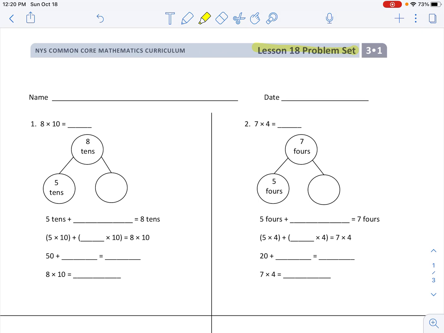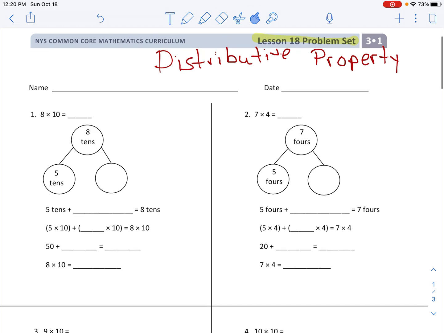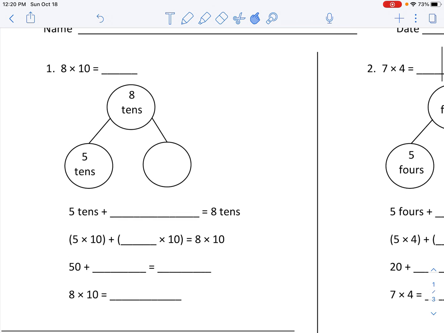We are using what's called the distributive property. I'm going to write that up here. We've been talking about the distributive property, and it's just a different way to break up this multiplication problem into two smaller ones so it's a little bit easier to solve. So we've been doing this with arrays. We've been doing it with building them. So now they're going to have us take a look at it as a number bond.